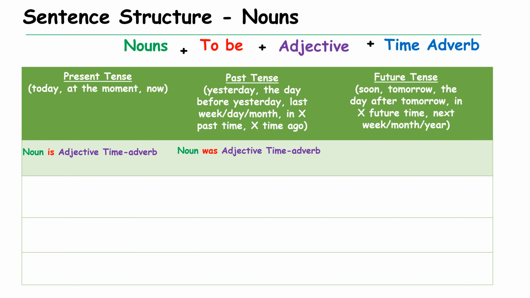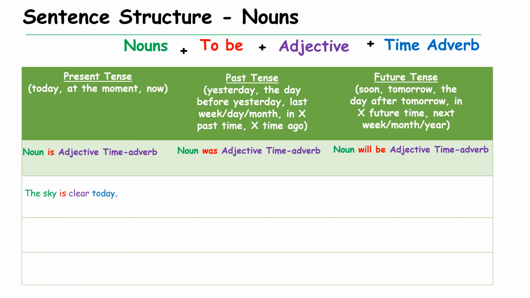And if you have time adverbs like soon, tomorrow, the day after tomorrow, in X future time, next week, next month, next year, it means you are referring to the future tense. In that case, your sentence structure will be as following: noun, will be, adjective, and time adverb. Let's look at it in a few examples.